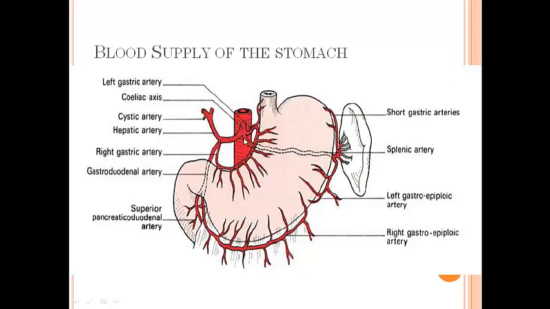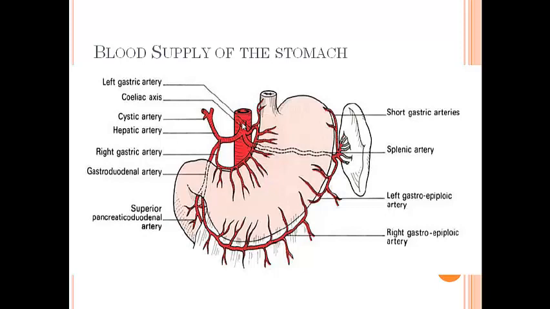What we're looking at here, first of all, is the abdominal aorta passing at the back. An artery comes out of the anterior aspect of the abdominal aorta, and this is called the celiac trunk. Remember, whenever we refer to an artery as a trunk, it means that it's going to divide into other branches that supply the organs.